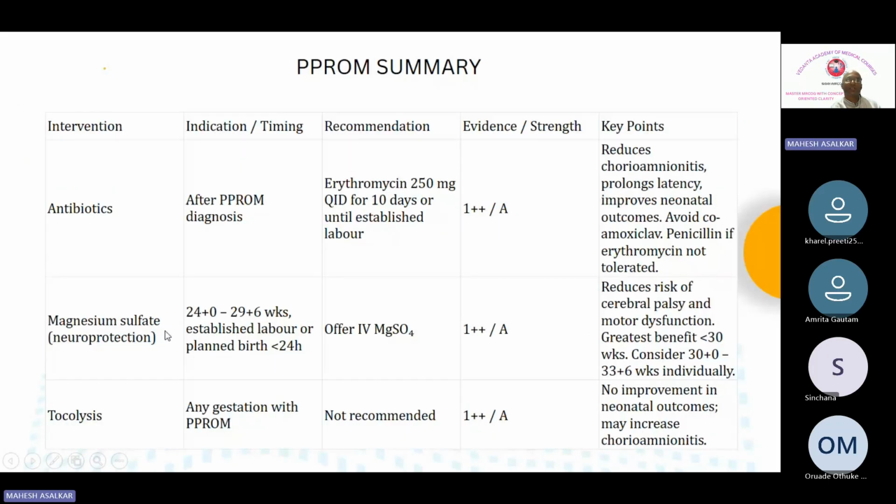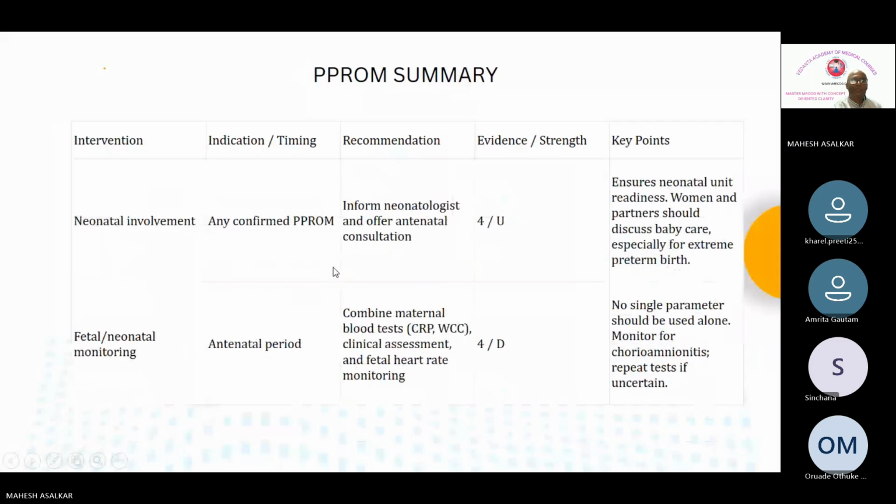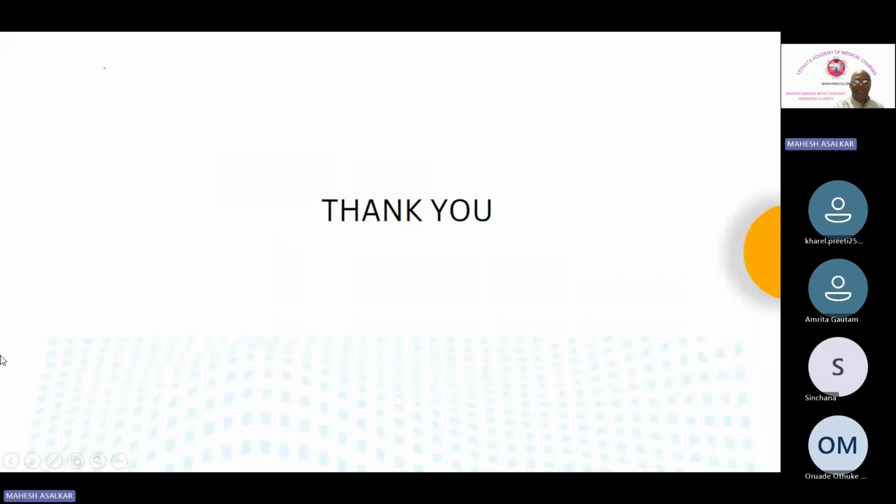So this is the summary. Erythromycin for 10 days, magnesium sulfate between 24 to 29+6. Please remember these gestations because we get confused while answering. Antenatal corticosteroids offer between 26 to 33+6. So most of the points we have covered. Okay, so that finishes this particular guideline also. Thank you.